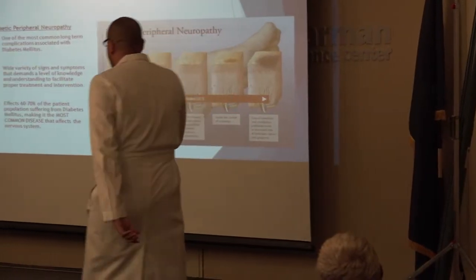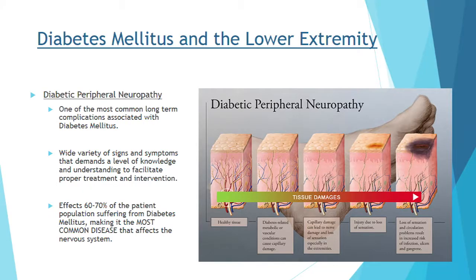So, diabetic peripheral neuropathy. Who here has heard of neuropathy before? DPN, or diabetic peripheral neuropathy, is one of the most common long-term complications associated with diabetes. There's a wide variety of signs and symptoms that demands a level of knowledge and understanding to facilitate proper treatment and intervention. Diabetic peripheral neuropathy affects 60 to 70% of patients diagnosed with diabetes, making this the most common disease that affects the nervous system.